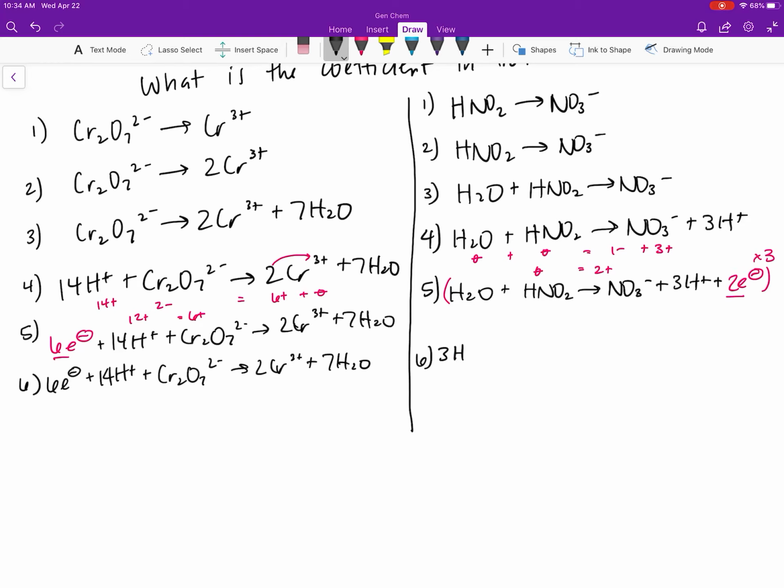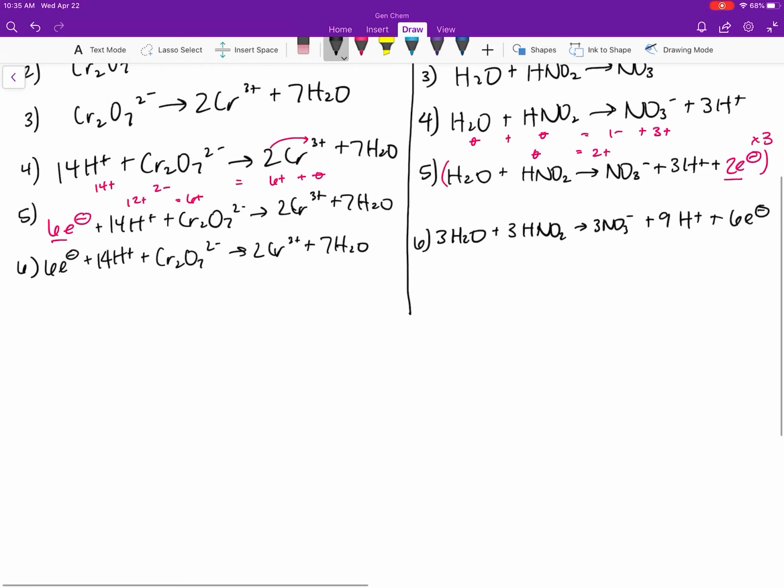Remember, the 3 is going to multiply across the entire equation. Oh, 3 times 3 is 9. That's good math. Okay, so now my number of electrons do equal each other, so now I'm going to add the equations together, canceling out anything that they have in common.